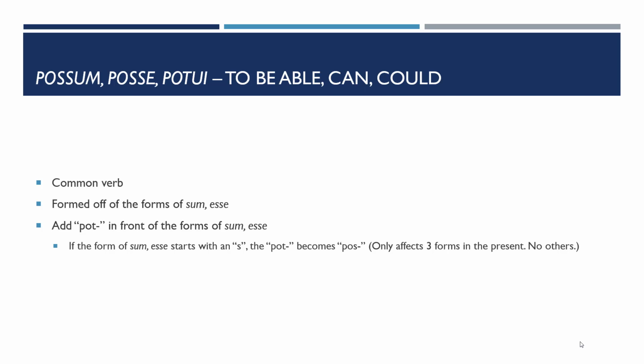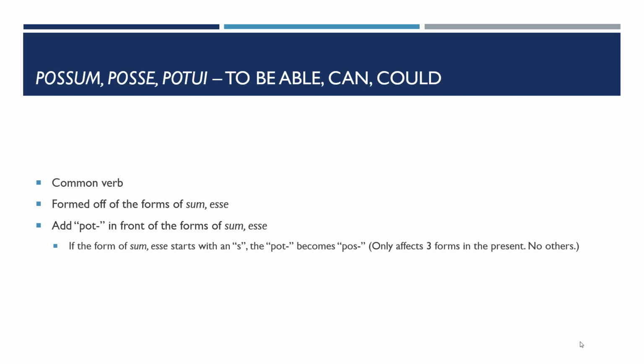This prefix pot is where we get words like potent or potential. There's a Latin adjective potens, potentis, which just means powerful. And so really what you're saying here is, I am powerful. You're taking that sum and adding pot there. So it's like you have the power to do something. But forming it is super easy because all you're doing is taking that pot and adding it to the forms of to be. There you go.